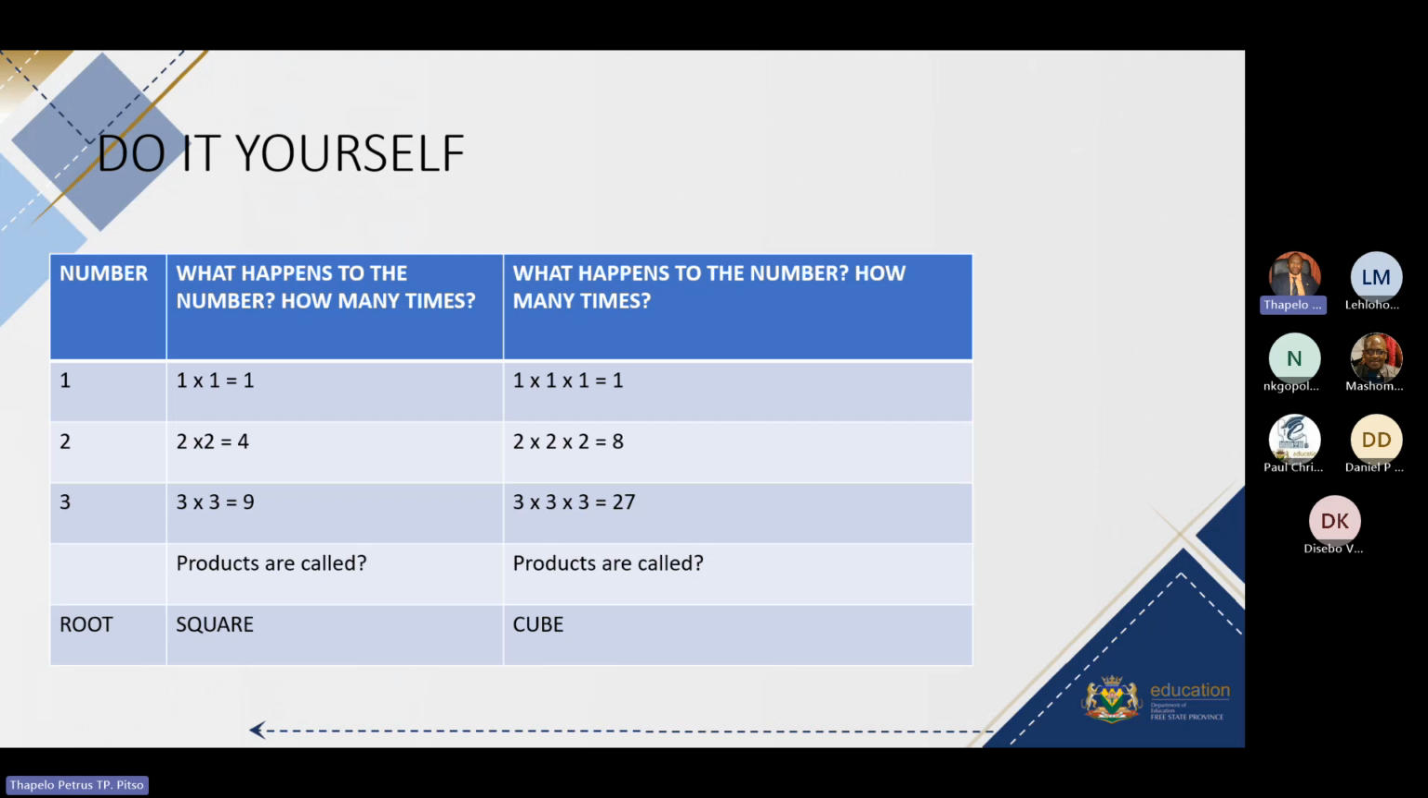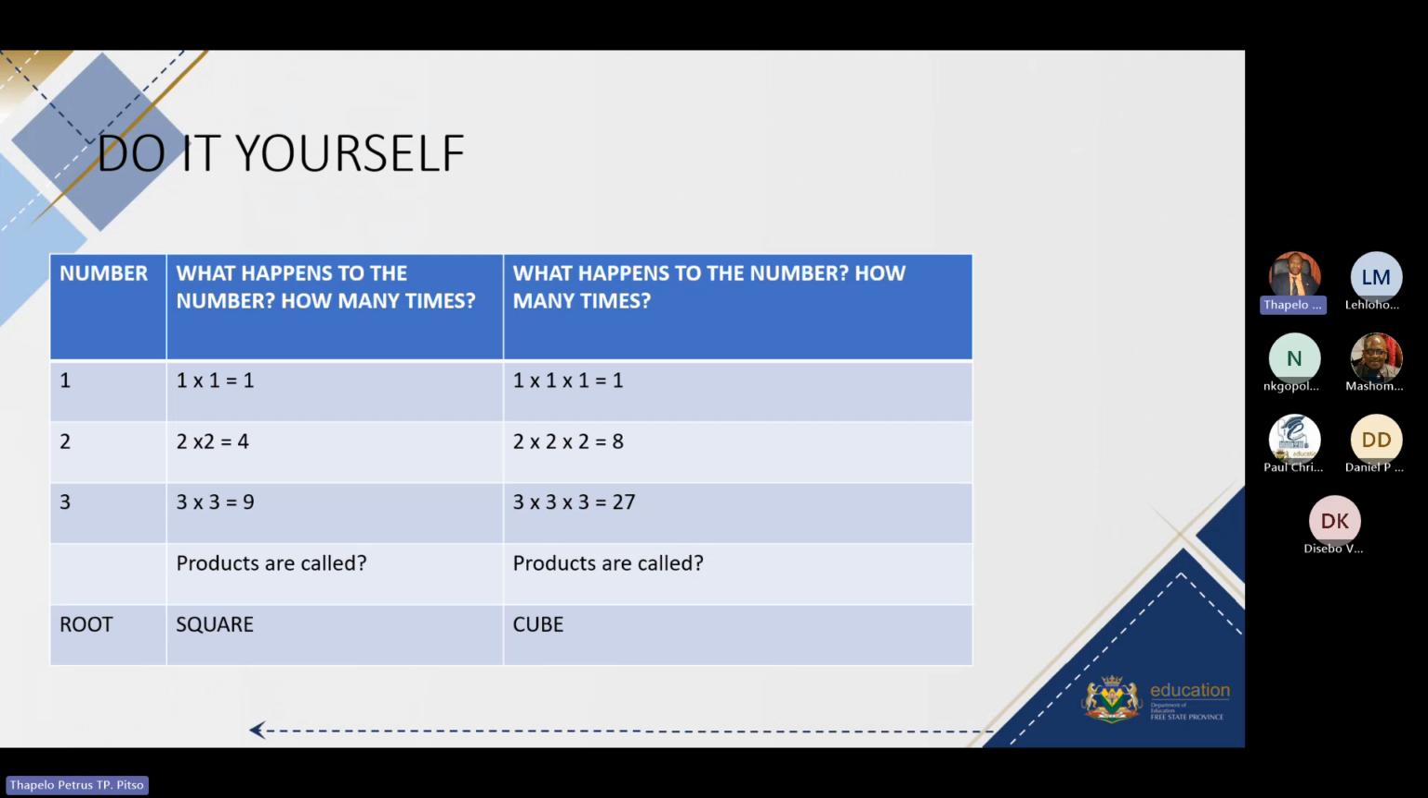The number multiplied by itself 2 times, it's a square. Number multiplied by itself 2 times, a square. Number multiplied by itself 3 times, it's a cube. In other words, the product will give you a cube. But check, where is this coming from? Check. What is the root? What is the foundation of that number? It's 1 in this case.